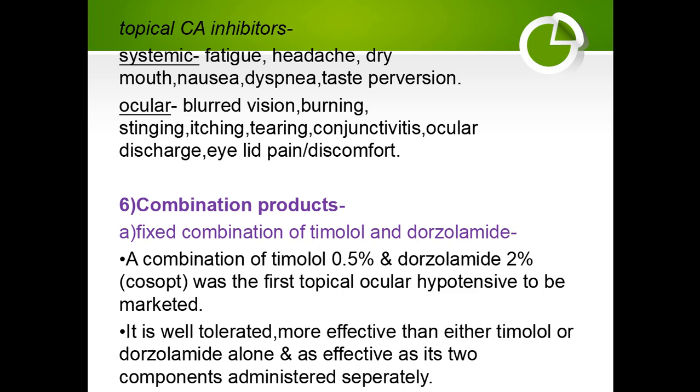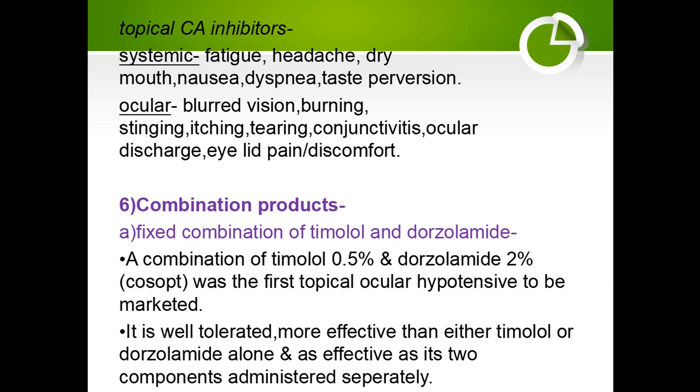Topical carbonic anhydrase inhibitors have systemic side effects like fatigue, headache, dry mouth, nausea, dyspnea, taste perversion. Ocular side effects include blurred vision, burning, stinging, itching, tearing, conjunctivitis, ocular discharge, eyelid pain or discomfort. Then we also have combination products. Fixed combination of timolol and dorzolamide. It is a combination of timolol 0.5% and dorzolamide 2%. Cosopt was the first topical ocular hypotensive to be marketed.